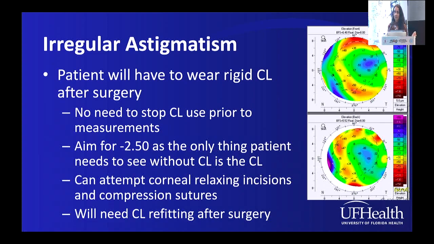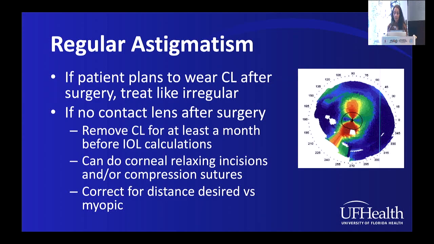But you absolutely do not want to put a toric lens in these patients. And they will need contact lens refitting after the surgery because you are changing the intraocular lens power that they have. The regular astigmatism patients become a lot more complex with PK surgery because these patients do want to be able to get rid of their contact lenses.